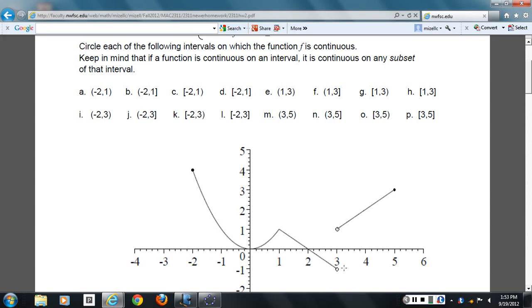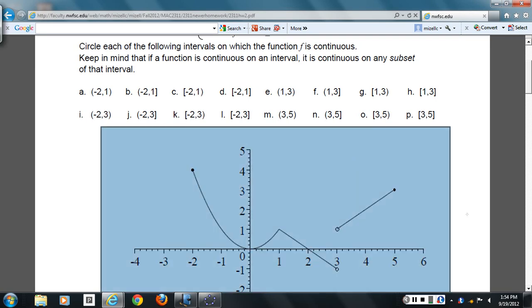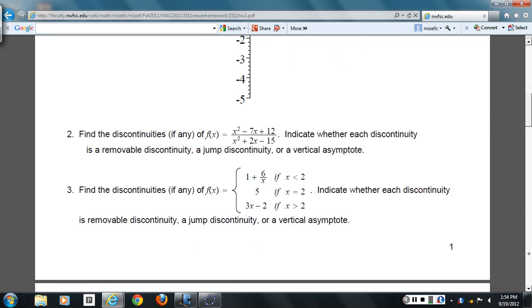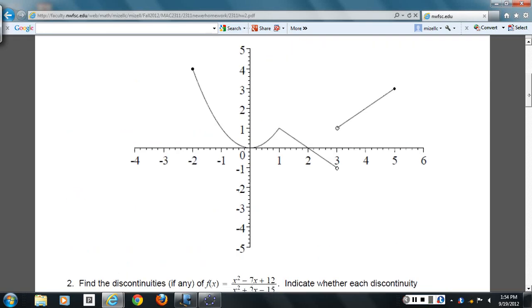So, what did you circle in that case? You circled that one, and also that one, but not J, and not L, right? Because those include the 3. So a good one to connect the picture of a graph with whether or not it's continuous on a particular interval. Do we actually have a picture for that one on the test?